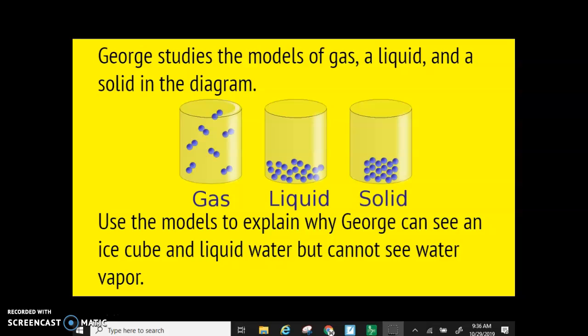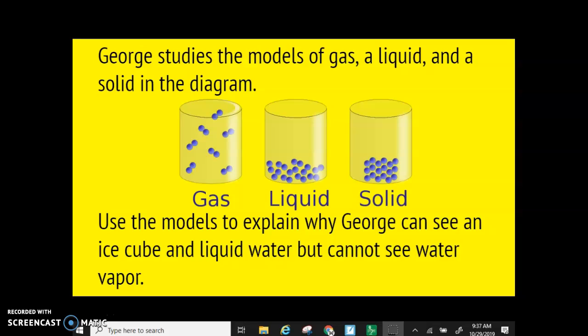It says, George studies the models of gas, liquid, and a solid in the diagram. Then I'm going to take time to look at the diagram. I see the diagram with the gas particles, the liquid particles, and the solid particles. Then I'm going to continue reading the words. It says, use the models to explain why George can see an ice cube and liquid water, but cannot see water vapor. So right now in my head, I'm thinking of an answer. Why can George see an ice cube and liquid water, but cannot see water vapor?